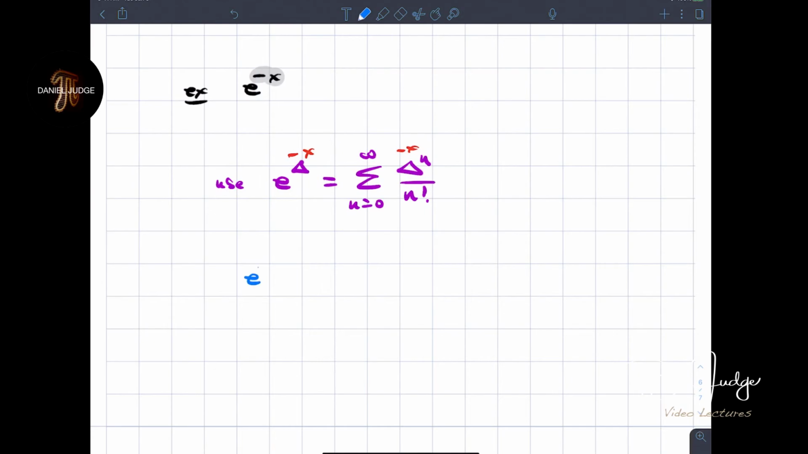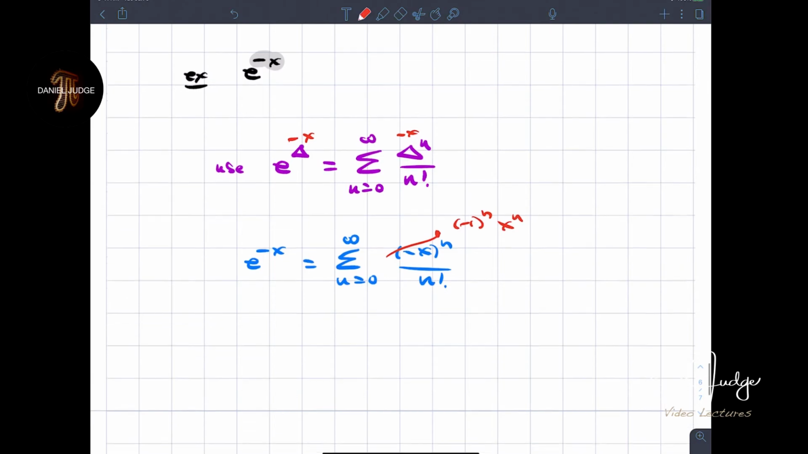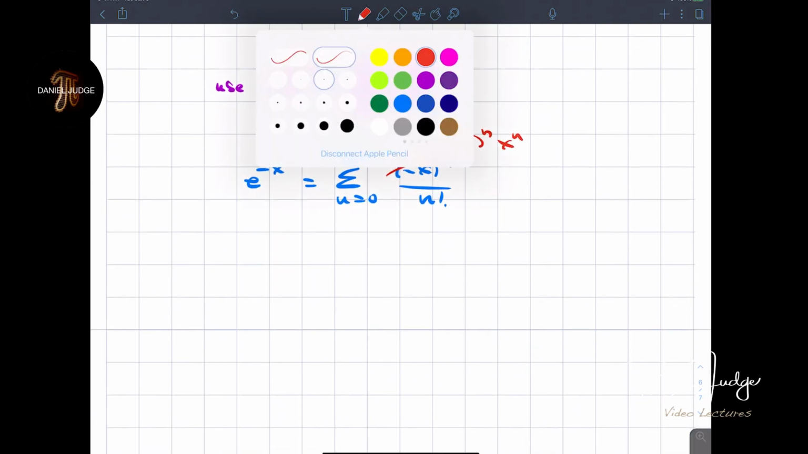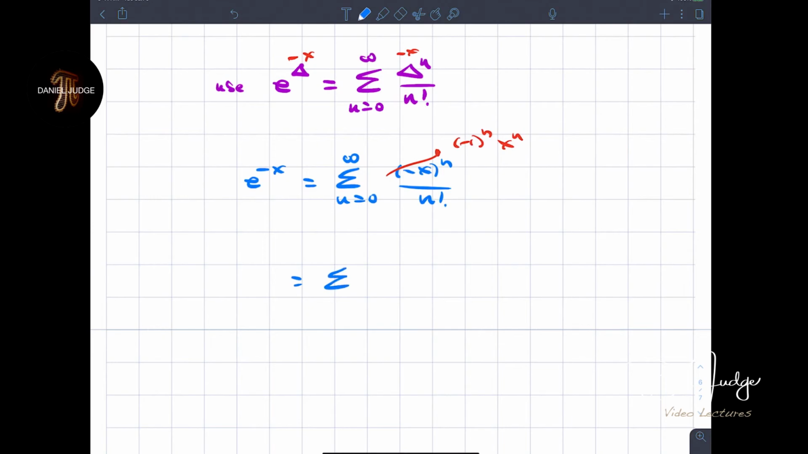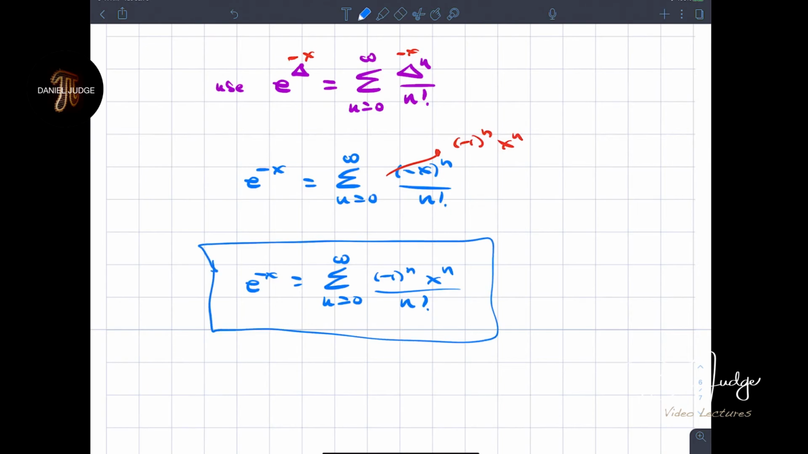And you get e to the minus x becomes the sum n is 0 to infinity of minus x to the n over n factorial, and just use a little algebra, meaning negative 1 to the n, x to the n. So if it's a minus x now, negative 1 to the n, x to the n over n factorial. Here is your power series representation.